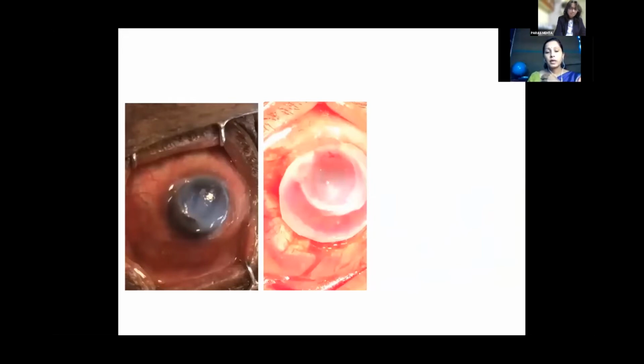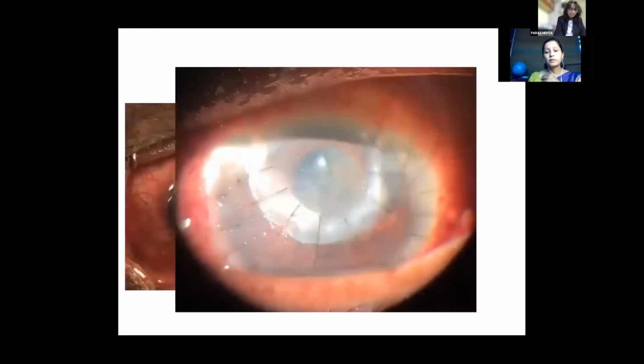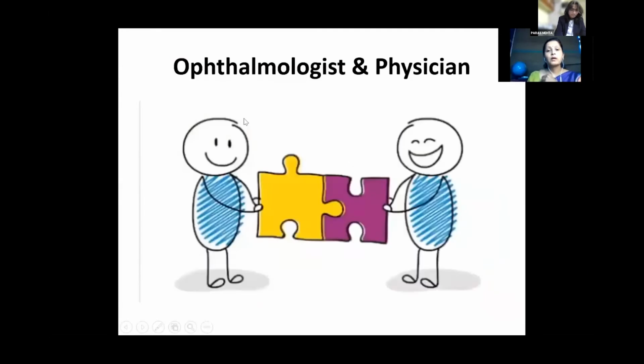But though he was diagnosed with rheumatoid arthritis and was put on immunosuppressives, he was very non-compliant and discontinued, and finally, this is after 6 months, he was like this, and after 1 year he ended up like this with further progression. And then at the second stage, we actually had to do a total keratoplasty for him.